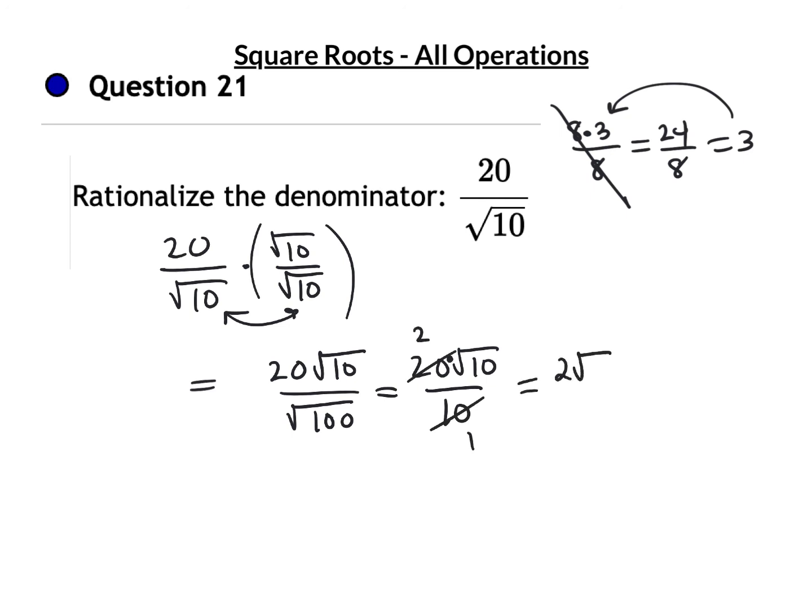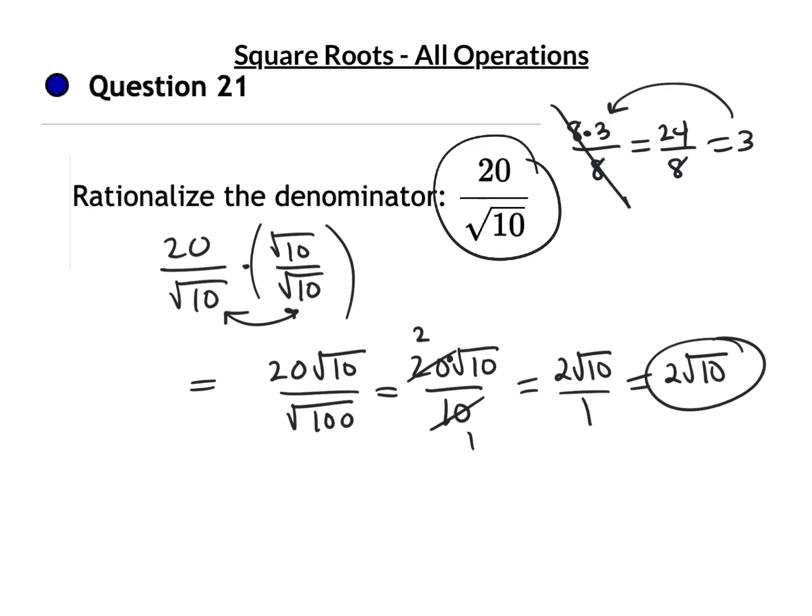This is 2 root 10 over 1. And anything divided by 1 is itself. 2 root 10 is the answer. Think about that for a moment. That means that 20 divided by root 10 is the same thing as 2 root 10. We would certainly rather use this instead of 20 divided by root 10.